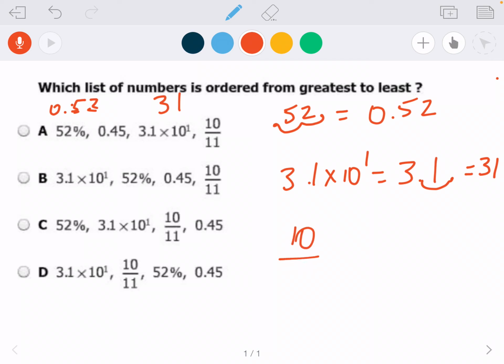And then lastly, 10 over 11 is a fraction. So if you go to your calculator and do 10 divided by 11, you should get 0.909, which I'll just round to 0.91.